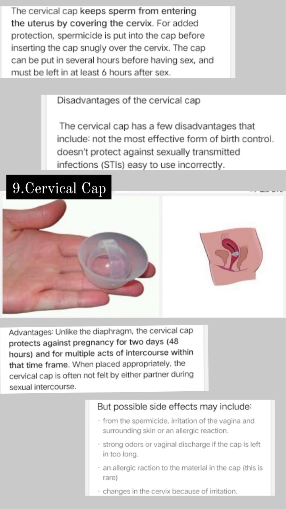The cervical cap has a few disadvantages that include: not the most effective form of birth control, does not protect against sexually transmitted infections (STIs), easy to use incorrectly. The advantages of the cervical cap. Unlike the diaphragm, the cervical cap protects against pregnancy for 2 days, 48 hours, and for multiple acts of intercourse within that time frame.